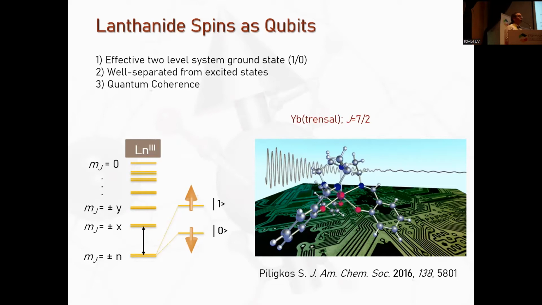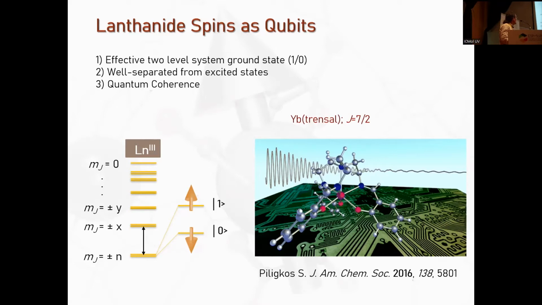So there's been a lot of work performed on understanding the quantum coherence of lanthanides within chemical environments. These systems are interesting because, of course, chemistry allows us to make molecules with a large diversity of properties. We can modulate these properties. We can investigate the best conditions to find high coherence by, again, doing chemistry.